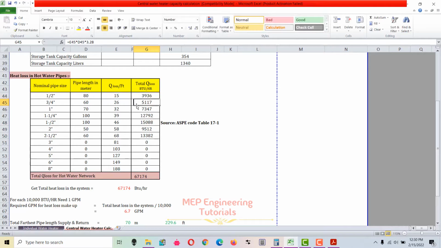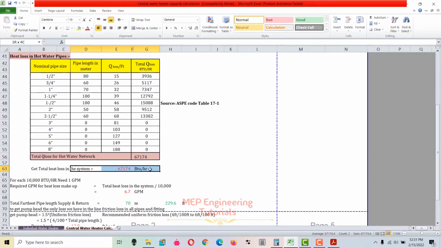In the same way you have to do it for all the piping you have used in your project. You have to calculate the heat loss in BTUs per hour for each piping length. Once you calculate for all the pipings in your project, you have to write the total loss in BTUs per hour in here for the hot water network, which is the sum from top to the bottom. See, we got a total of 67,174 BTUs per hour heat loss.